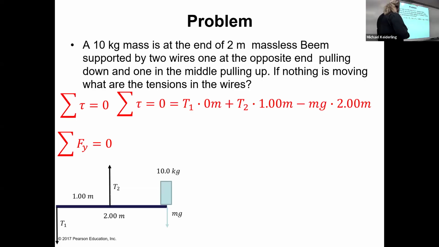So, torque is going to be T1 times 0 meters plus T2 times 1 meter minus mg times 2 meters.